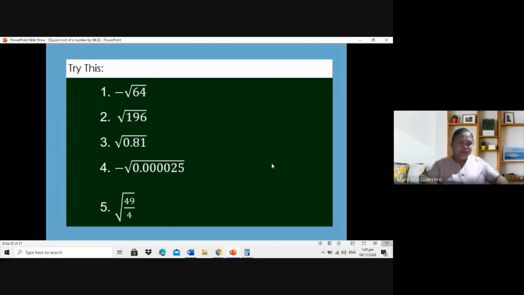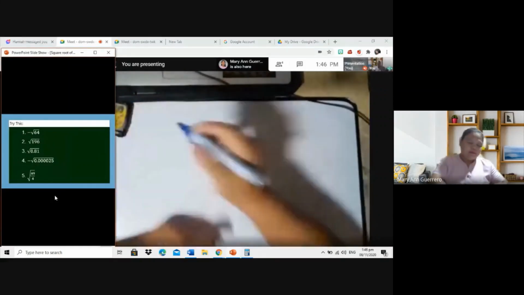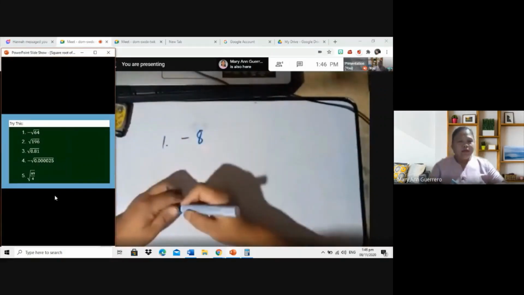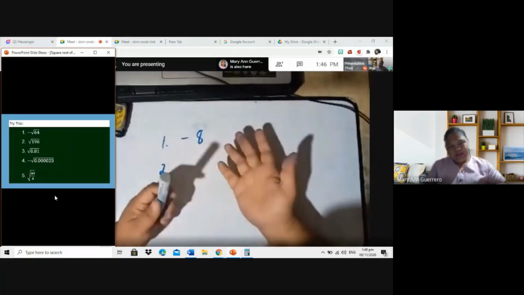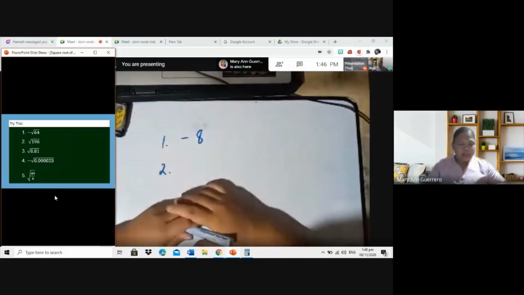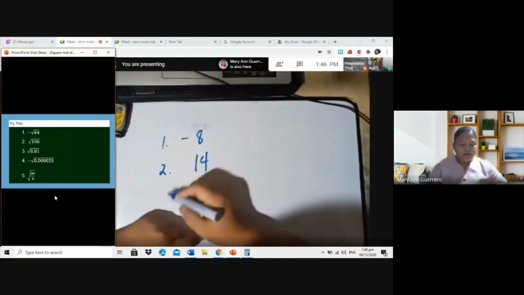So, now try this. Give yourself time to answer this. Okay, say you have now the answer. Number 1, what is asked is the negative root. So the answer is negative 8. So again, number 1, negative 8. Okay, what about number 2? Square root of 196. So there is no sign. Ibig sabihin, principal root ang hinahanap. That is 14.